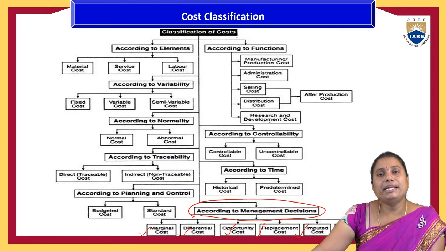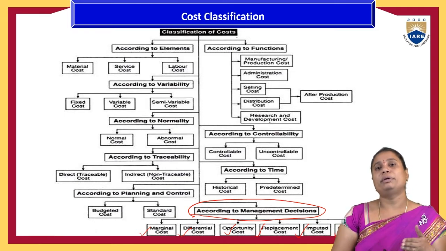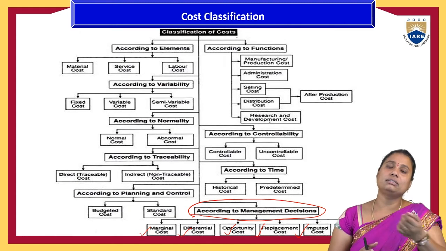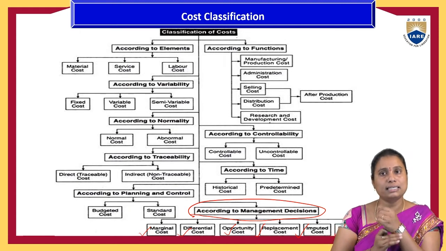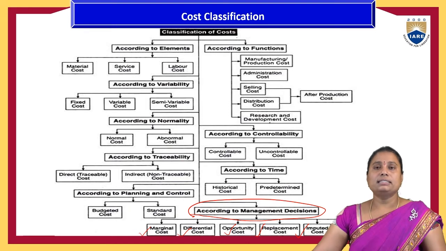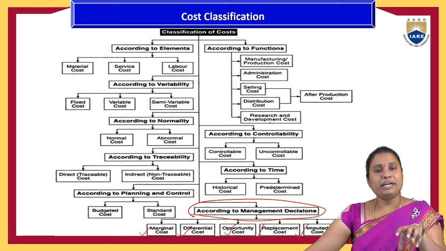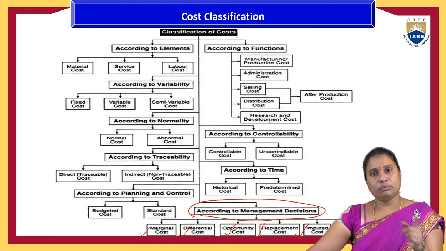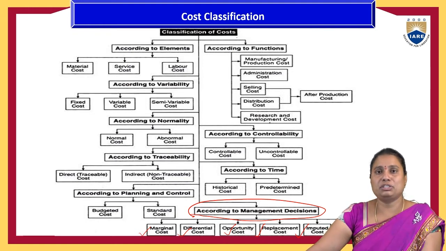If any old element is replaced with a new element, then the additional cost incurred on that is called replacement cost. Let us say the old printing machinery costing 5,000 is replaced with a new printing machine costing 15,000, which means he is incurring 10,000 of additional expenditure for that product.